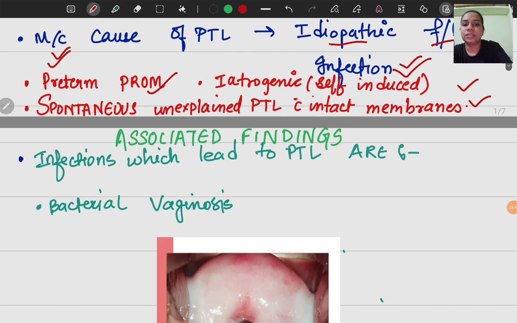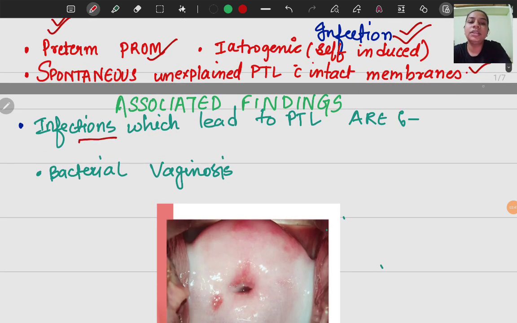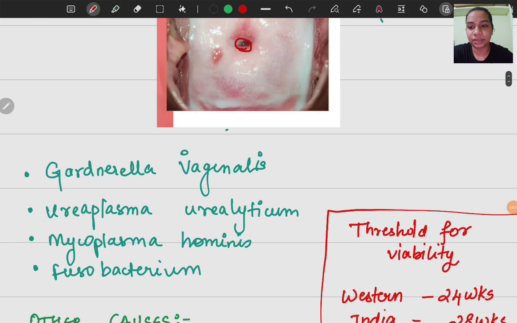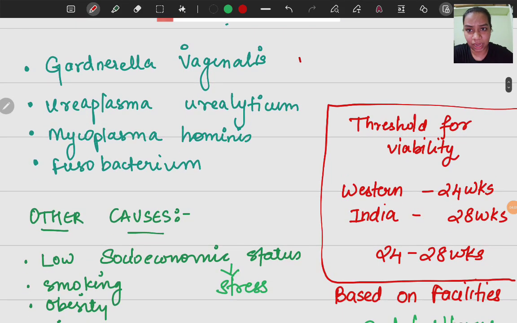Next, what are the infections? These infections are the associated findings which come with preterm labor. The most important infection associated with preterm labor is bacterial vaginosis, as you can see in this picture. This is the cervical opening and this white secretion is the infection of bacterial vaginosis. Next are Gardnerella vaginalis, Ureaplasma urealyticum, Mycoplasma hominis, and Fusobacterium.